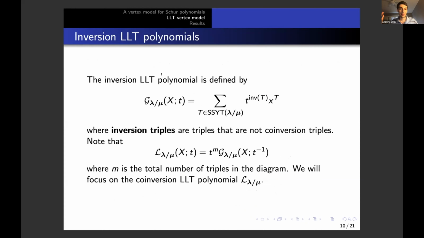Okay, if you've seen LLT polynomials before, you've probably worked with the inversion formulation of LLT polynomials, where instead of counting co-inversions, you count inversions, an inversion just being a triple that isn't a co-inversion triple. But the two are related just by messing around with the powers of t. So everything I do for the rest of the talk is going to be about co-inversion LLT polynomials, but the results can be translated to be in terms of inversion LLT polynomials just by messing around with the powers of t.